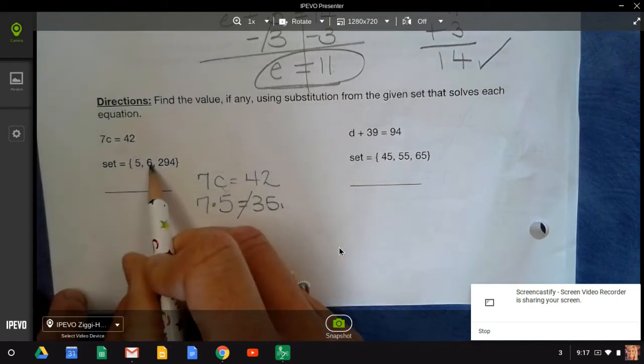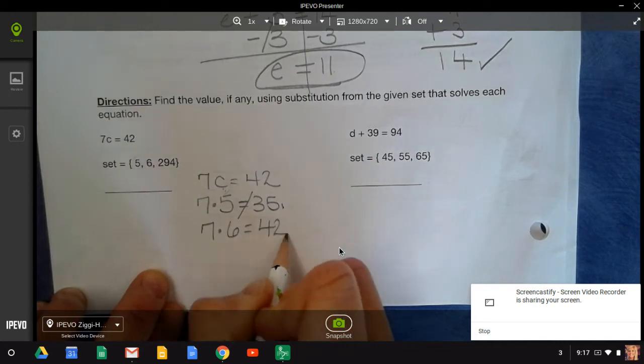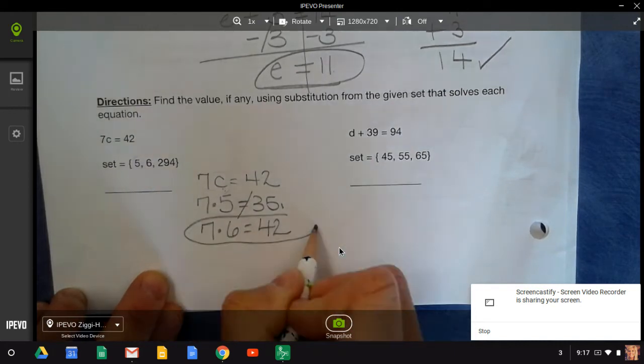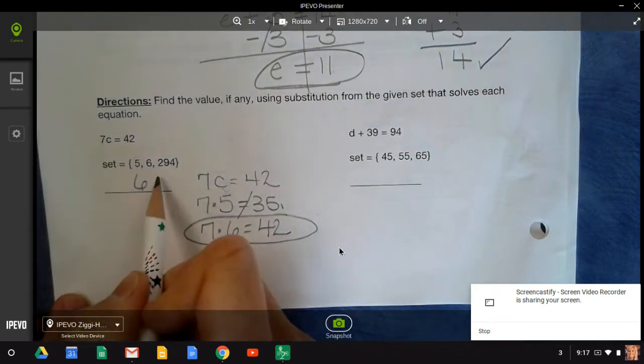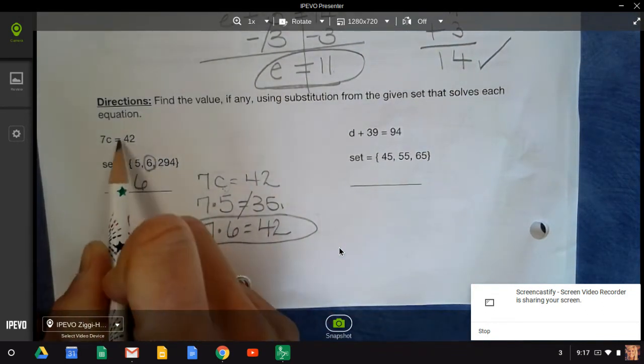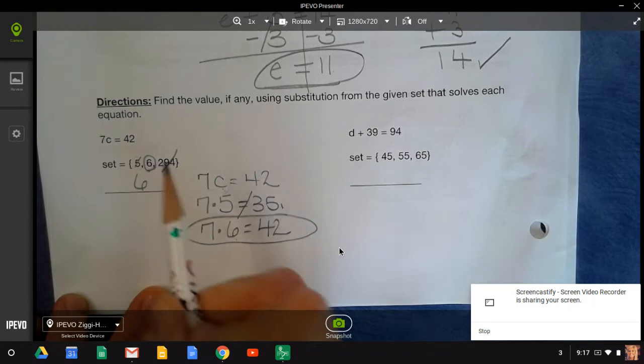The next one we're going to try is 6. 7 times 6 equals 42. So fortunately enough, our second number worked, and so we already know that in this set, the answer is 6 because it's equal and we have to make it equal, so 6 is the only number that will work. 294 will not work.